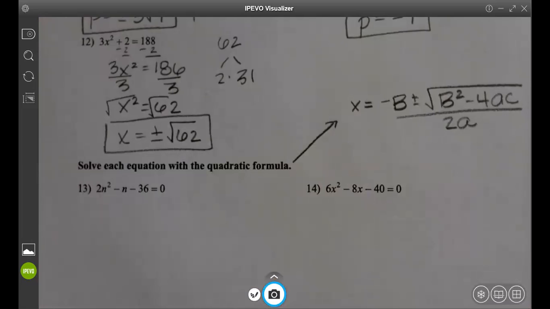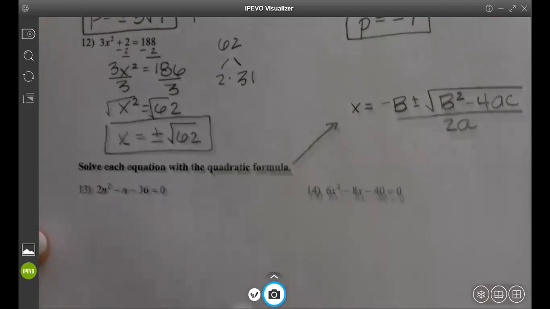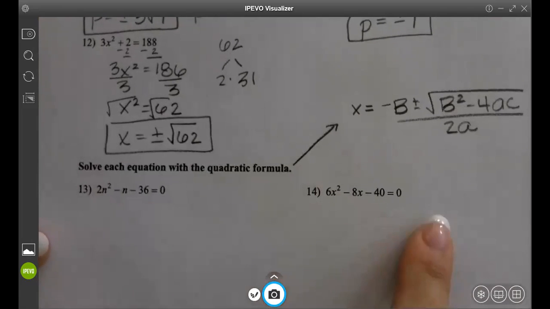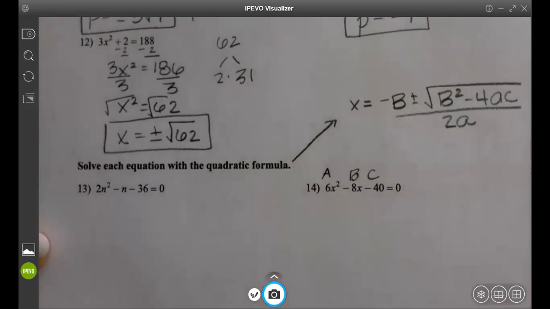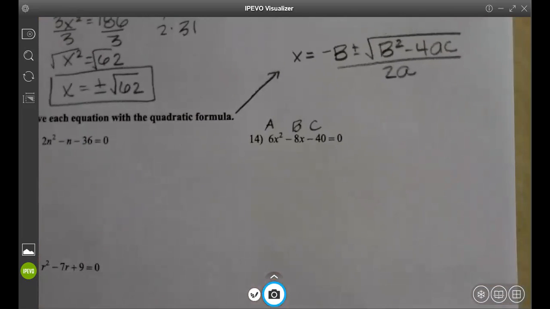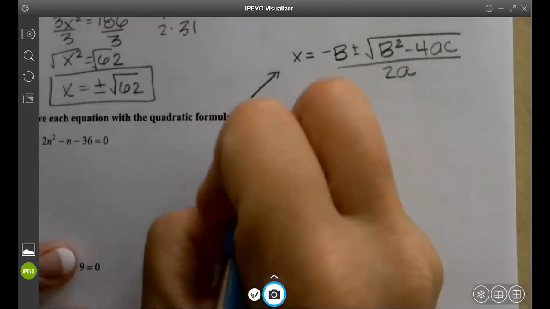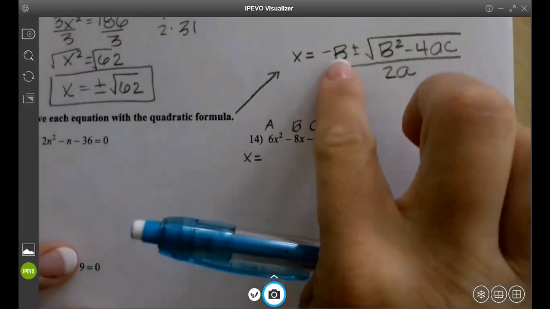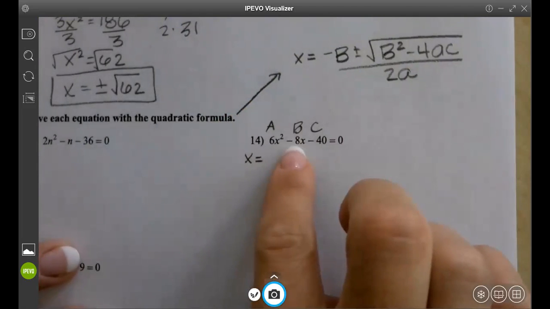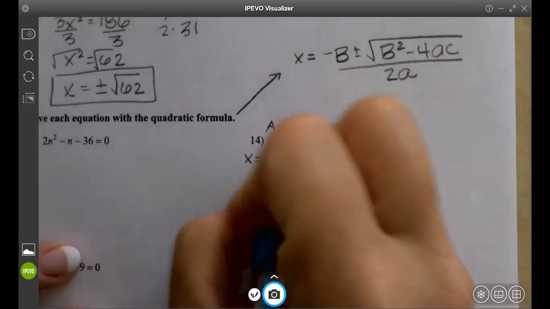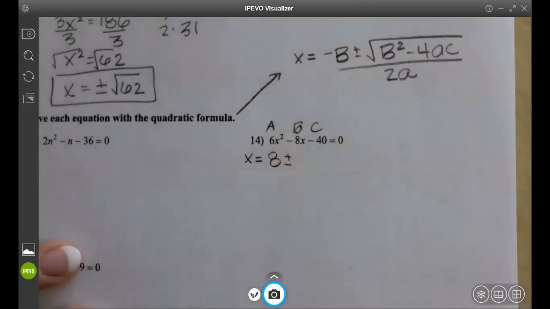All right, so here's how it works. I'm going to start with 14 just because it has all the numbers in there. We have A, B, and C. So this says negative B, so we're going to change the sign. Right now our B is negative 8. So we're going to change it to positive 8. Plus or minus.